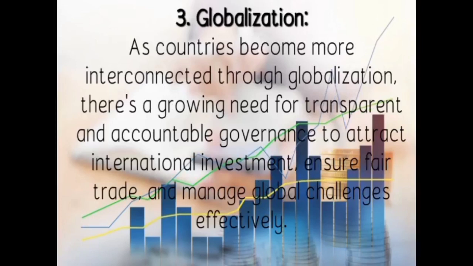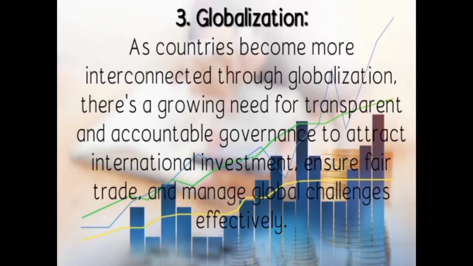The third one is globalization. As countries become more interconnected through globalization, there is a growing need for transparent and accountable governance to attract international investment, ensure fair trade, and manage global challenges effectively. So, globalization necessitates transparent, accountable governance for international investment, equitable trade, and effective global issue management due to increased interconnections among countries.